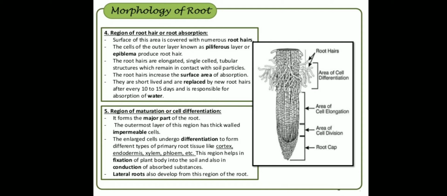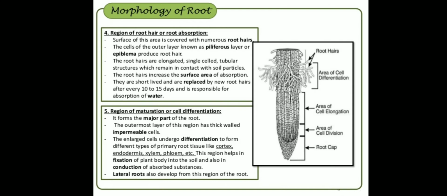So this epiblema produces root hairs. The root hairs are elongated, single-celled, tubular structures which remain in contact with soil particles. The root hairs increase the surface area of absorption. They are short-lived and are replaced by new root hairs after every 10 to 15 days, and are responsible for absorption of water and also minerals and nutrients along with water.